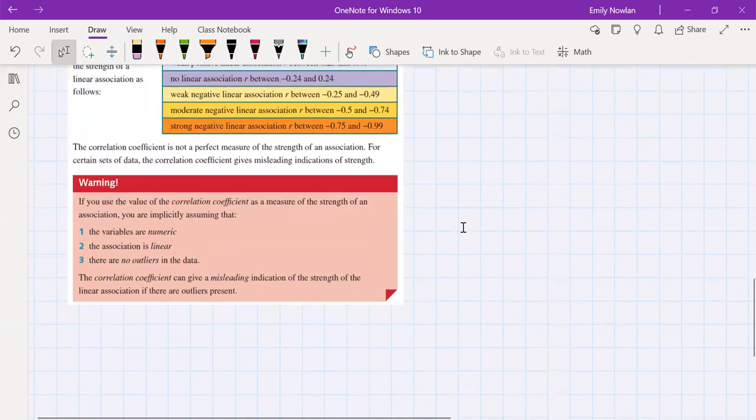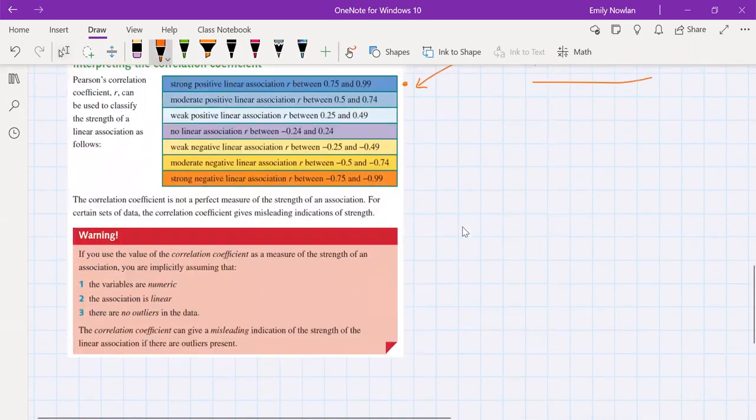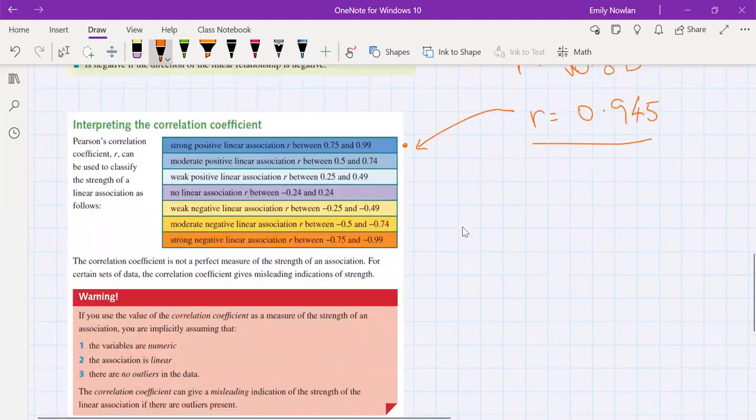They do tell you to remember a few things, that you use the value of the correlation coefficient as a measure of the strength of an association. You're implicitly assuming that the variables are numeric, the association is linear, and there are no outliers. Otherwise you may be misleading.